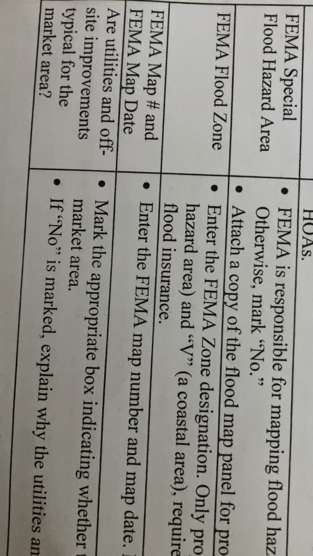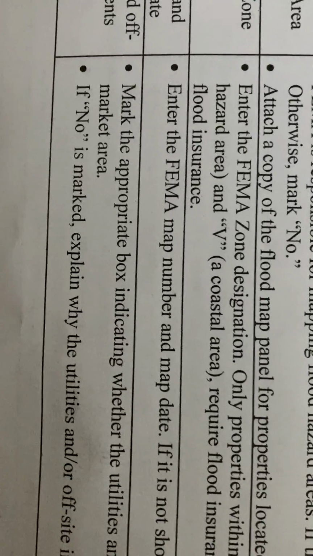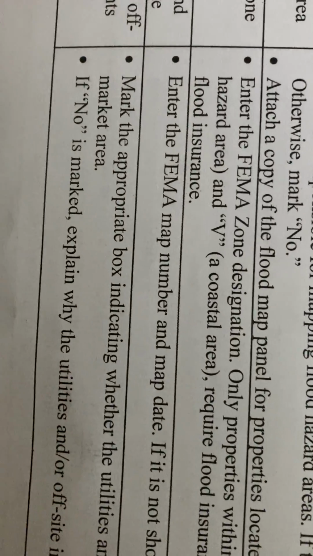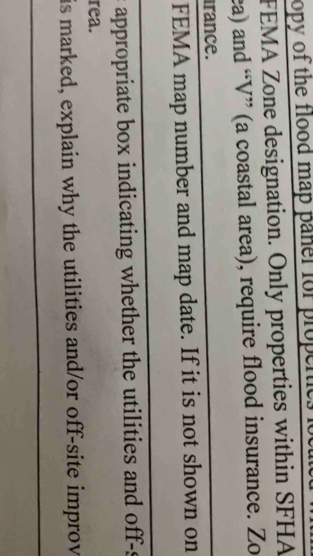Field: are utilities and offsite improvements typical for the market area? Protocol: mark the appropriate box indicating whether the utilities and offsite improvements are typical for the market area. If no is marked, explain why the differences and/or offsite improvements are not typical.